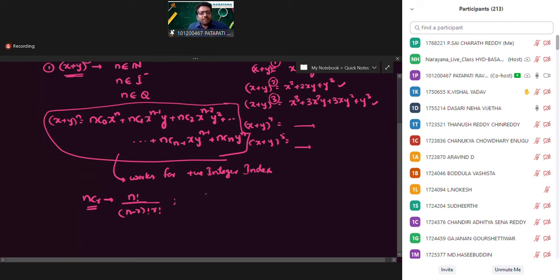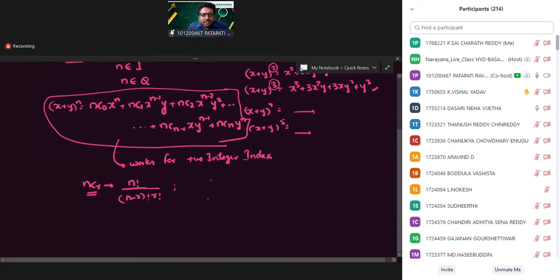So usually what we do is, see, first you try to understand what n factorial is. What is n factorial? n into (n minus 1) into (n minus 2), and so on up to 3 into 2 into 1. Okay. Factorial n is the product of all the numbers starting from n going back to 1. Okay.